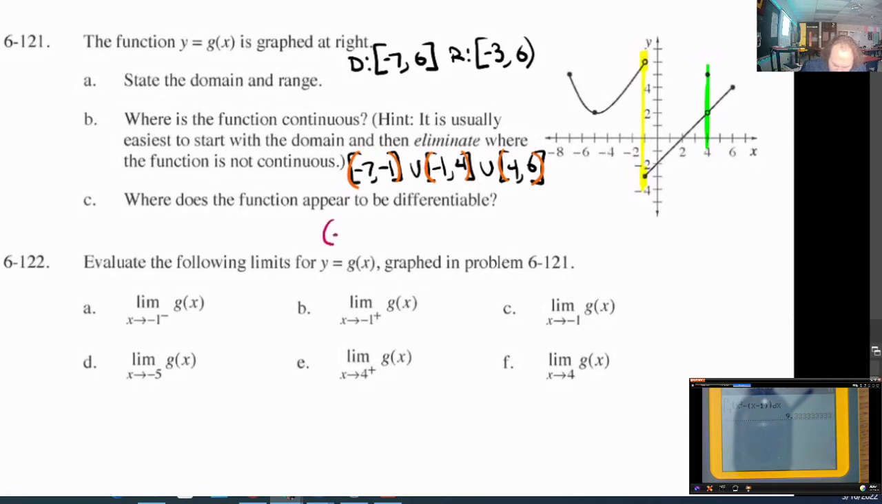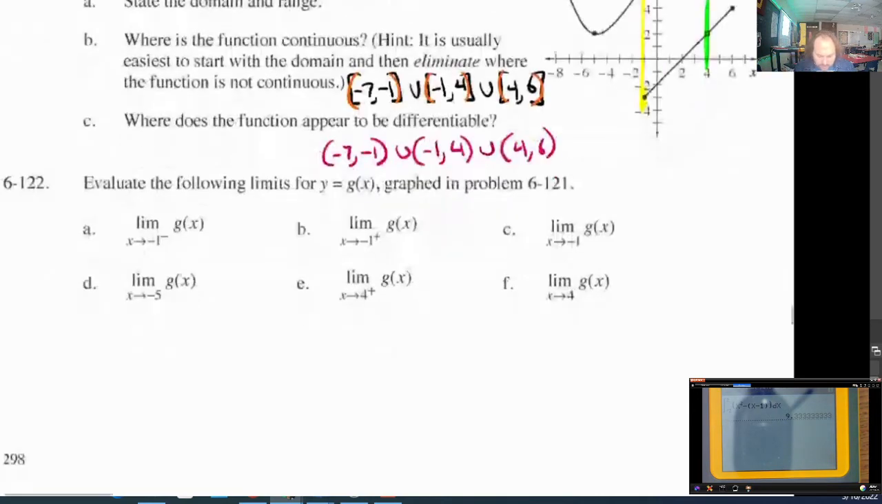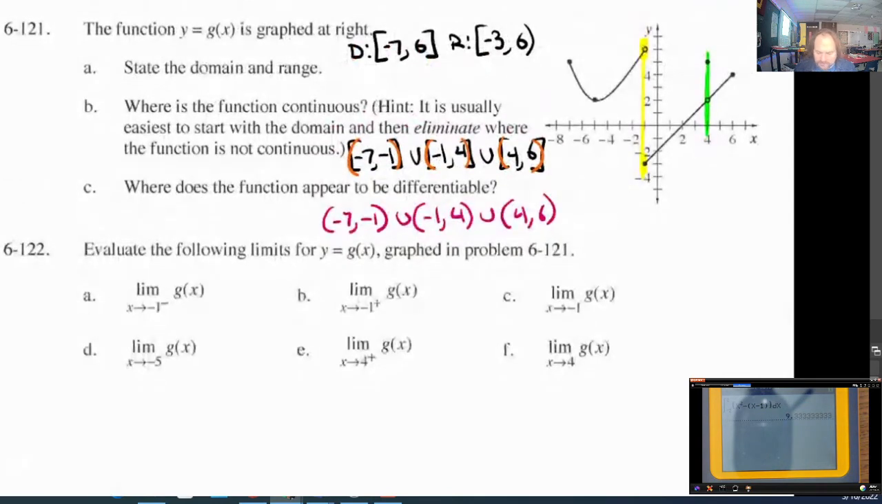So it's going to be the same answer. -7 to -1, -1 to 4, and then again from 4 to 6. But at x equals -1 and x equals 4, you have discontinuity and therefore non-differentiability, because in order to be differentiable, you must first be continuous. 6/122 is going to ask us a bunch of limit problems about this, so let's get to it.